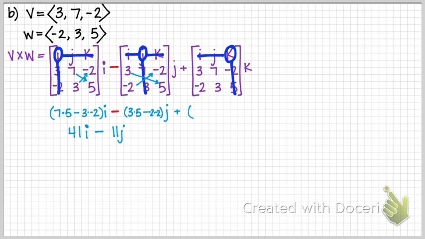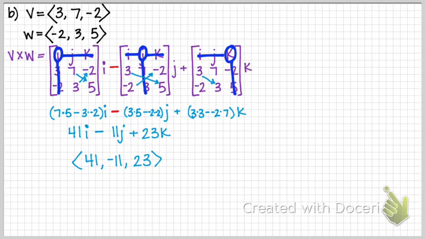Okay, then we want to find our K term. We'll find the determinant by taking 3 times 3 minus negative 2 times 7. Sorry, I was already in my head trying to do the math. So let's see, we got 9 minus negative 14, or 9 plus 14. 9 plus 14 is 23. So then we'll have plus 23K. And like I mentioned earlier, that's the same thing as 41, negative 11, 23 for that Canvas assignment.